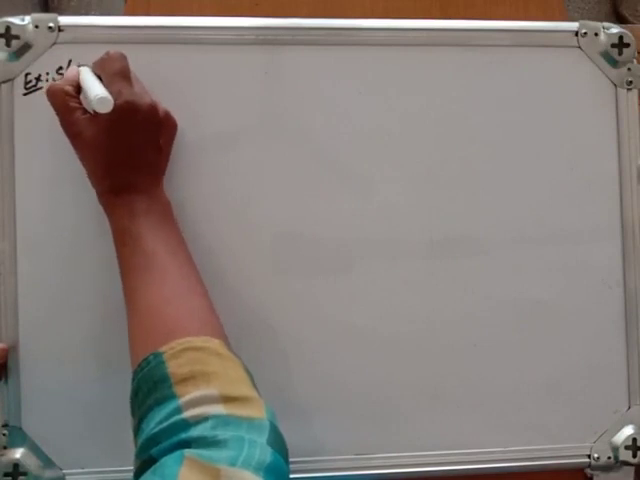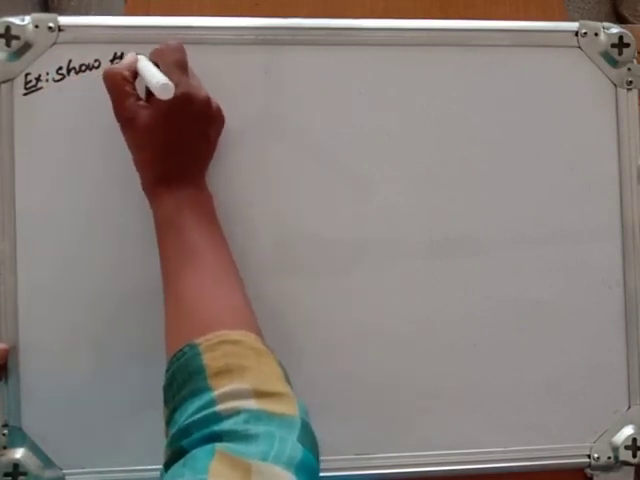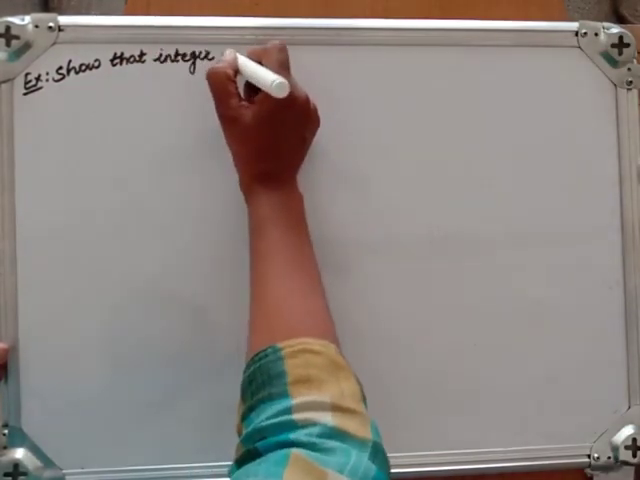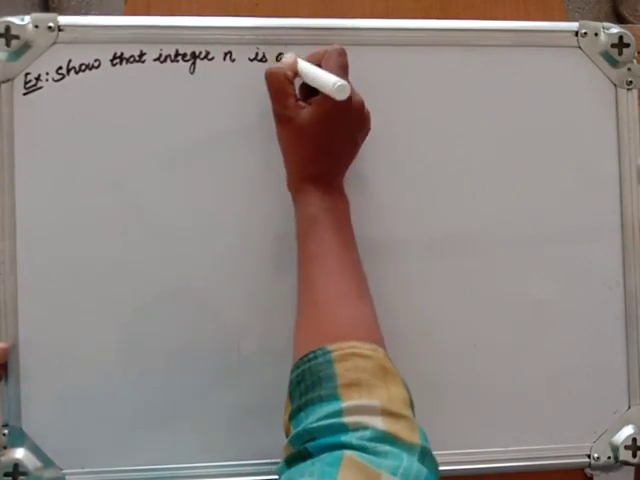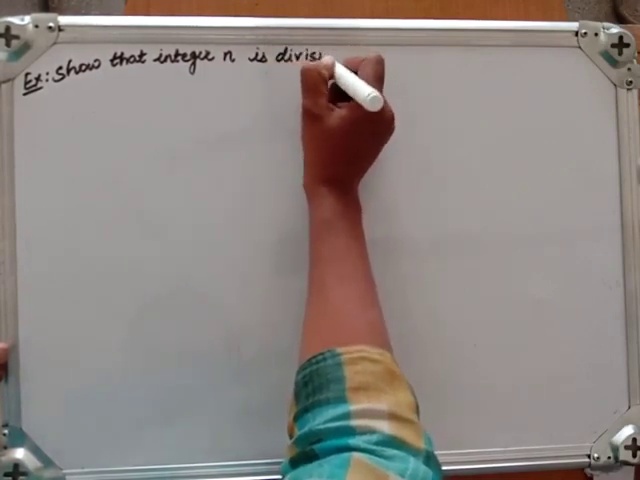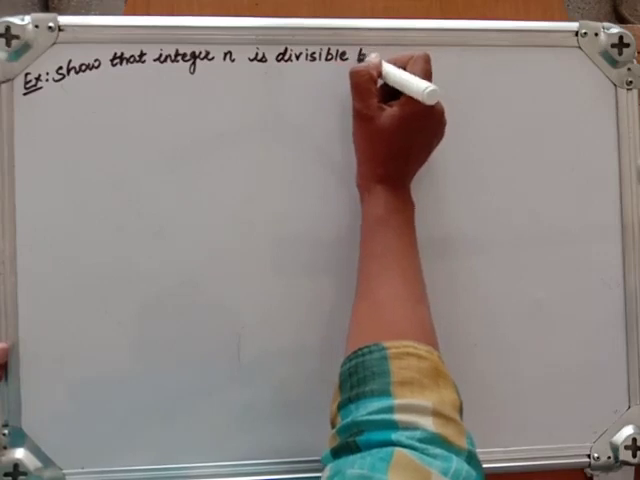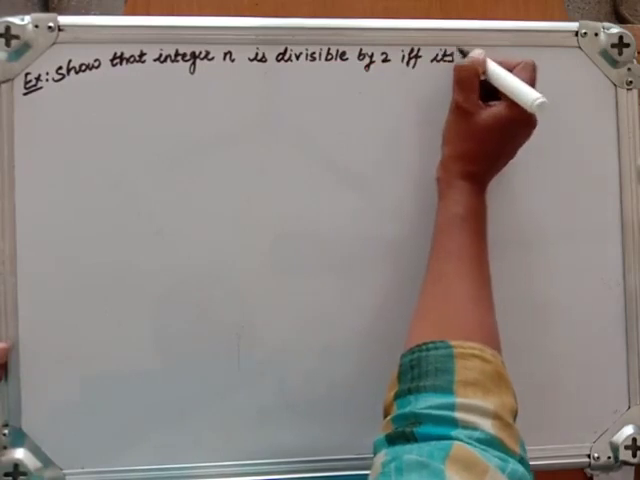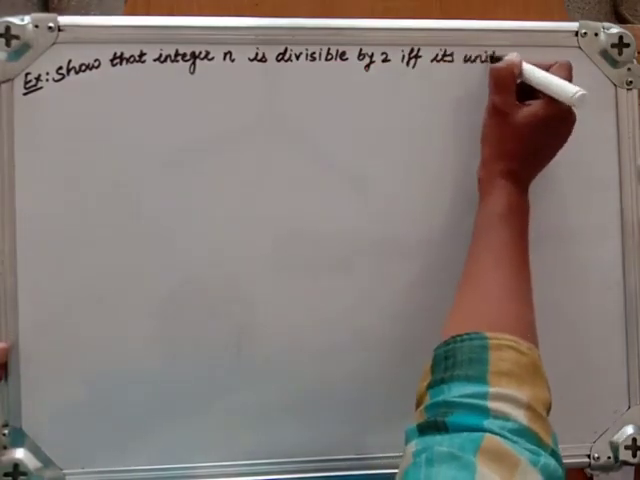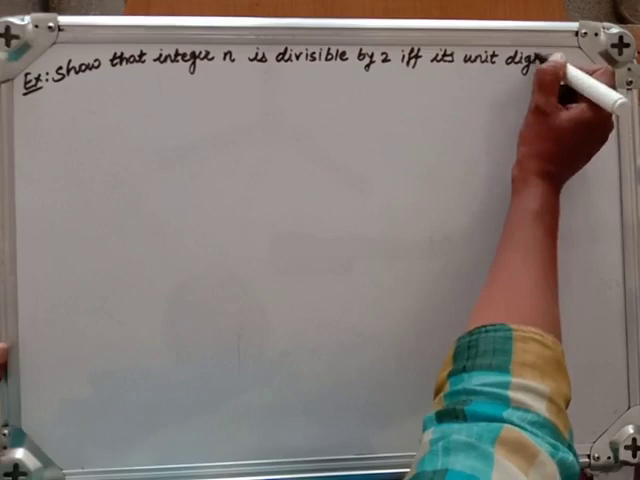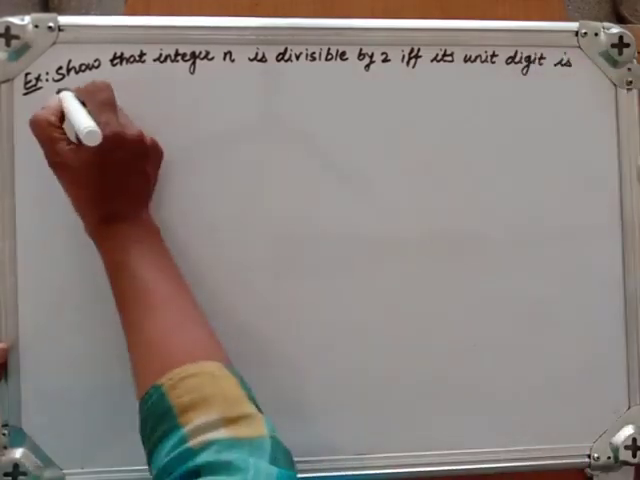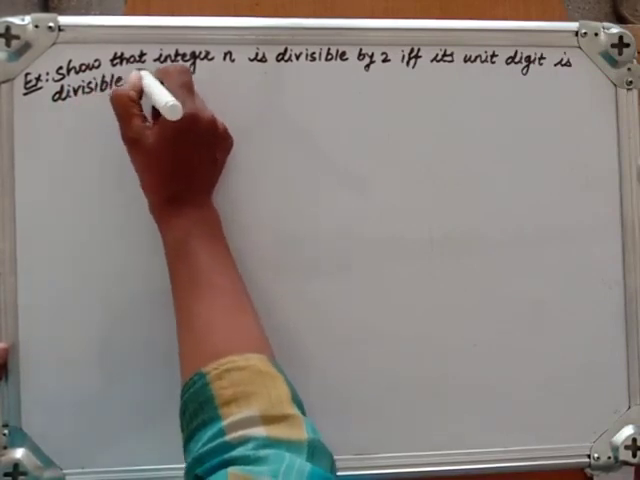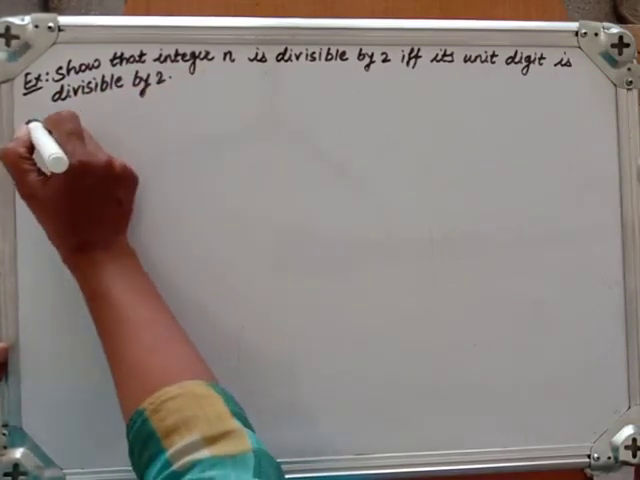Okay. Now let's go for another type of example. Show that an integer n is divisible by 2 if and only if its unit digit is divisible by 2. Okay, solution.